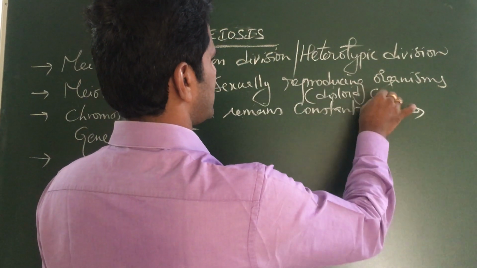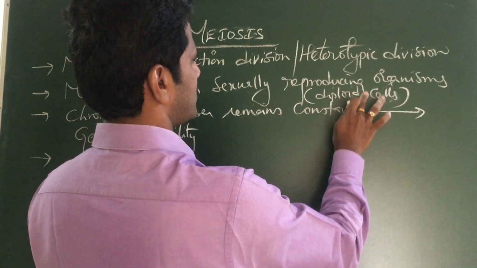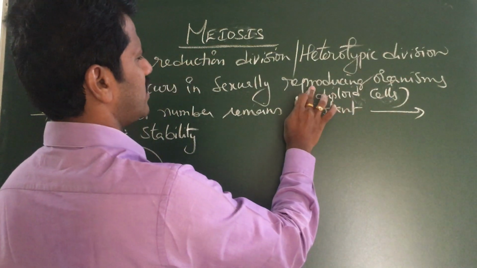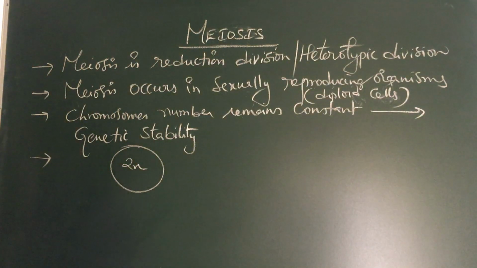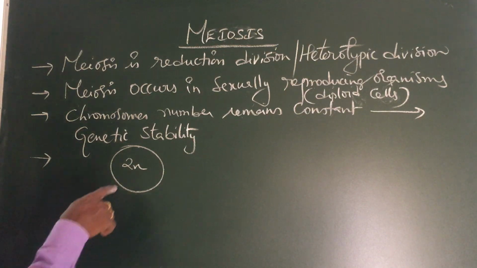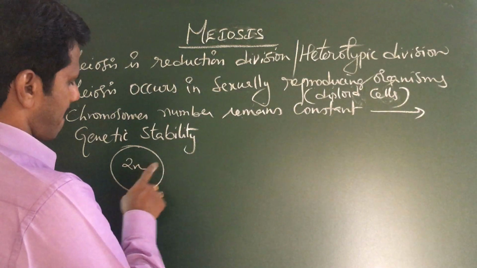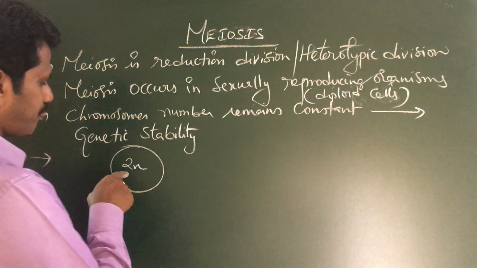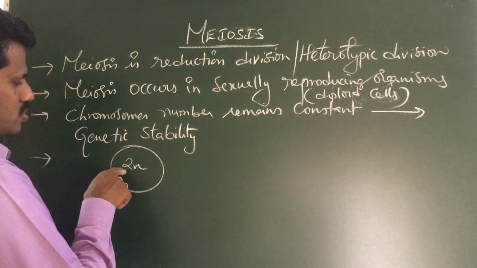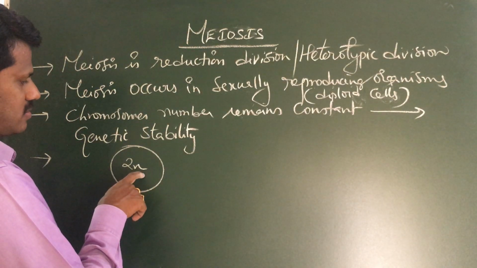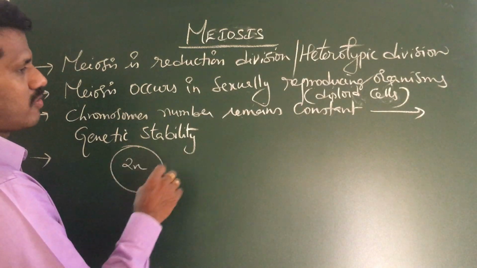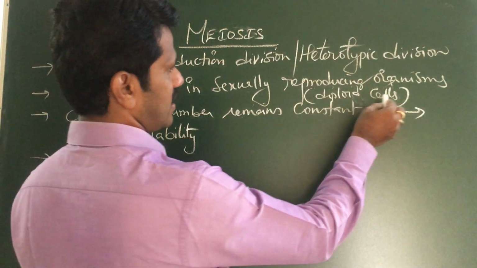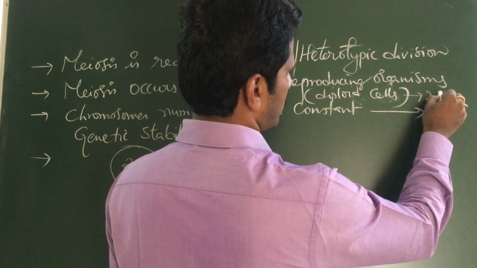Diploid cells, which occur only in the diploid cells. If you take a short time explaining, let us see 2N. Here diploid cells are present. That means, what is a diploid cell? Two sets of chromosomes.